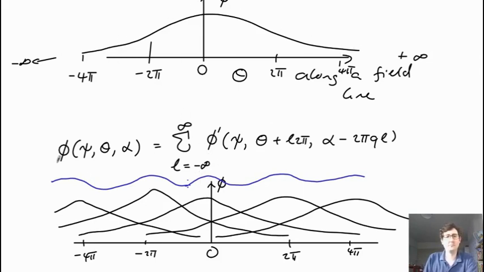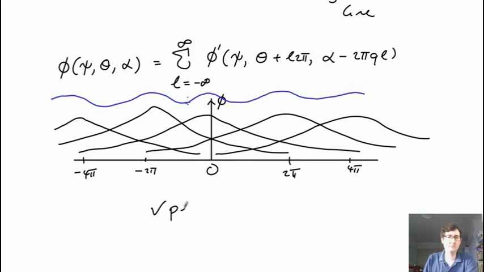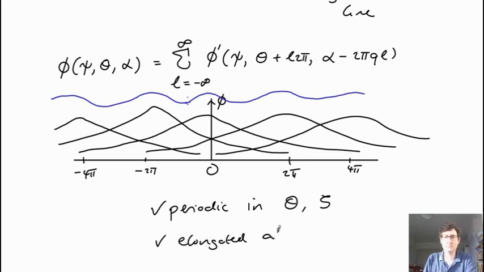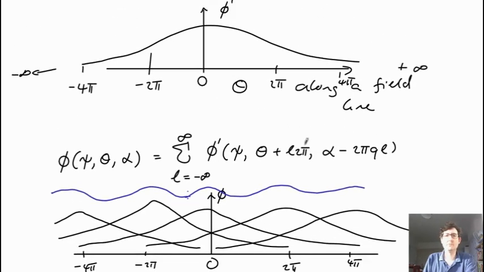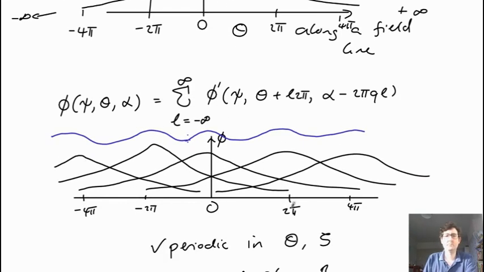So we end up with a mode structure which obeys at least two of the quantities we want. It ends up being both periodic in theta and also in toroidal angle, and it's also elongated, because we can choose the function along the field line so that it's smoothly varying along theta, i.e. along the field line, and then by adding them up we can get a function which is periodic.